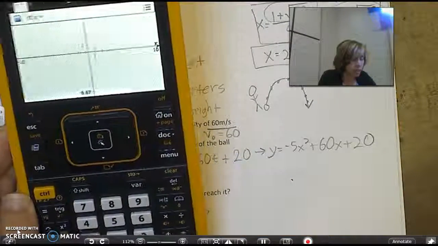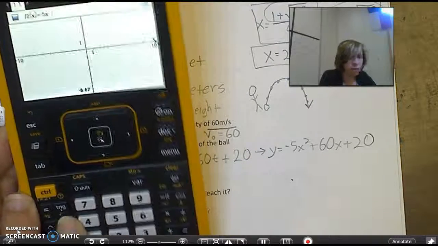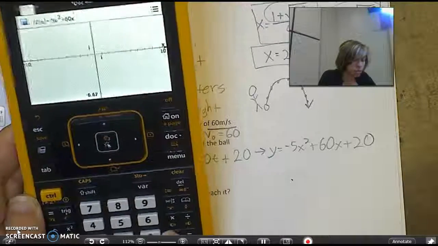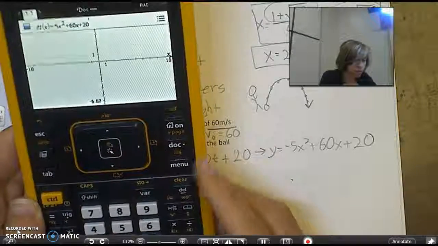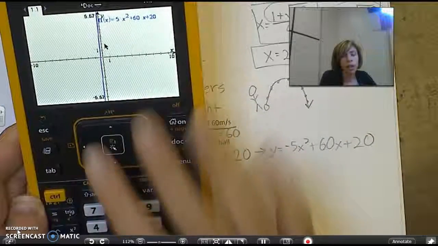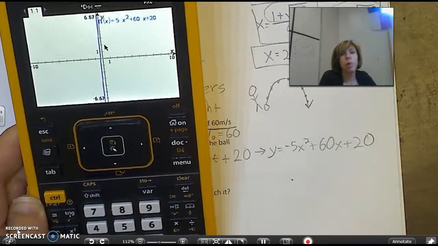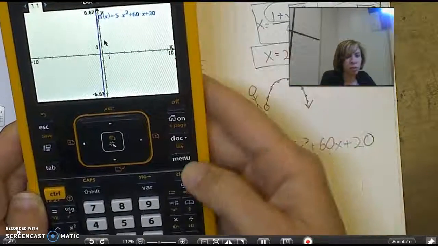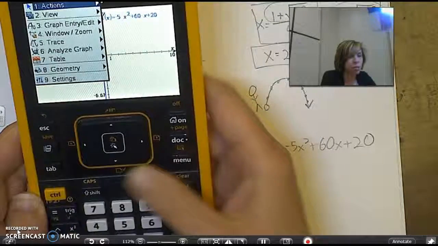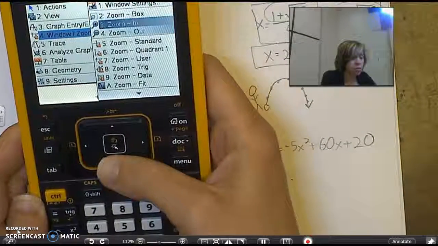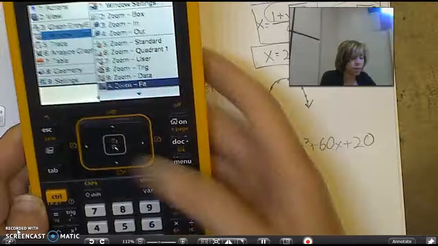Now you'll put in negative 5x squared plus 60x plus 20. Hit enter. Okay, now right now it just looks like a line. Now, you might have put something in wrong, but probably not. Probably you need to go to menu and zoom in. So you're going to go to menu, you go down to zoom, hit enter, you'll go down to zoom fit, enter.